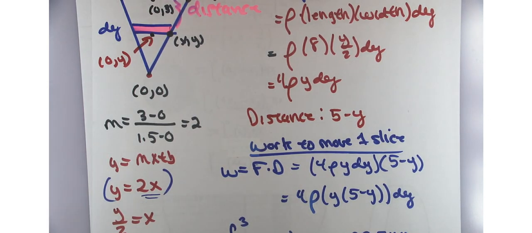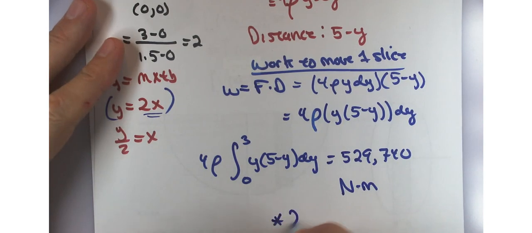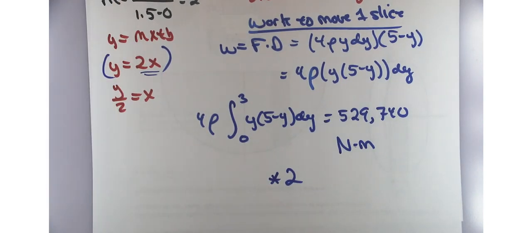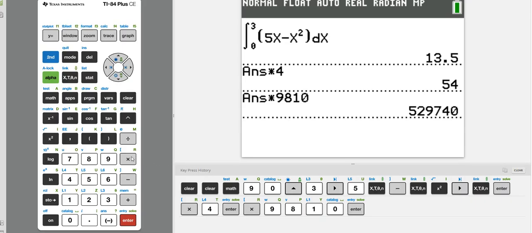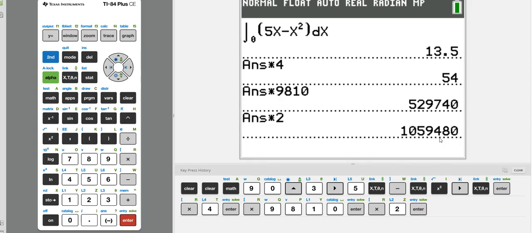All right, so times 2. There's a nice thing you can do on your graphing calculator. You can just hit times 2. It'll take your previous answer and multiply it by 2. So now we're over 1,000,000. I don't really have a good feel for newtons. I just can't really relate to that. I mean, I like the SI system overall. Times 2. So it's going to be 1,059,480 newton meters.